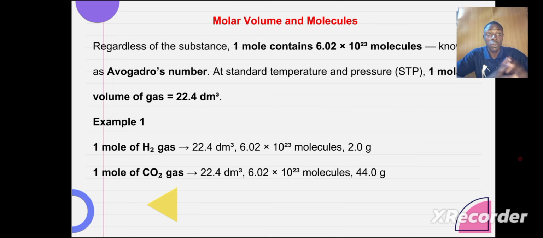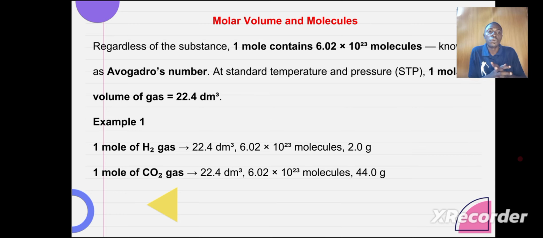And then 1 mole of carbon(IV) oxide gas as well will contain 22.4 dm cube. And the number of molecules it will have as well will be 6.02 times 10 to the power 23. And then for 1 mole of carbon(IV) oxide, the molar mass is 44 grams. So we can also say 44 grams of carbon(IV) oxide contains 6.02 times 10 to the power 23 molecules, or would occupy a volume of 22.4 dm cube. So take note, it's very, very important.